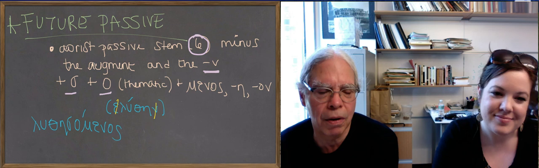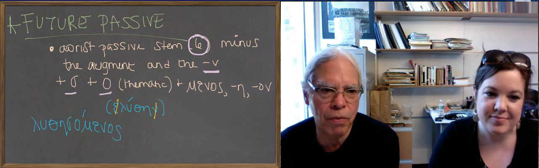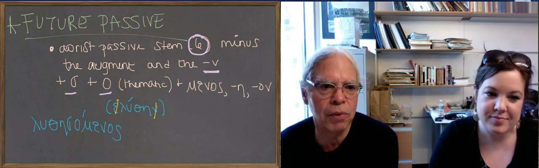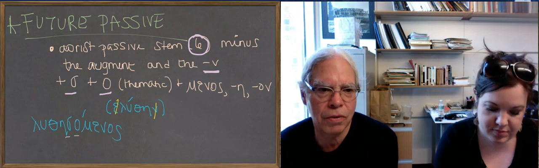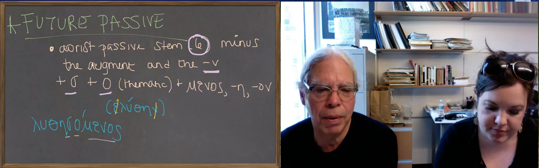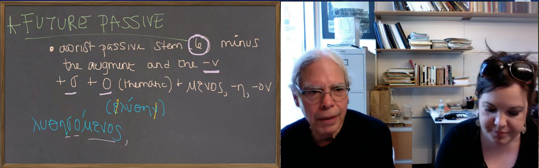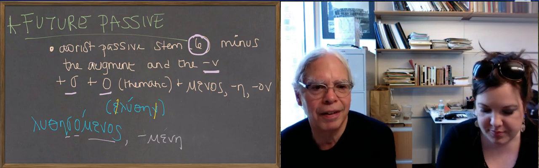But anyhow, there's our example. Eleuthein would be the last principal part. You remove the e, you remove the nu, you get luthe, and to that you add the s, the o, and the menos. And it's lutheso-menos, lutheso-mene, lutheso-menon. All right? Now, go ahead.